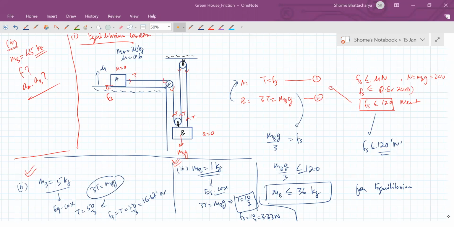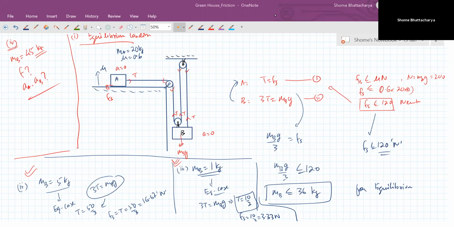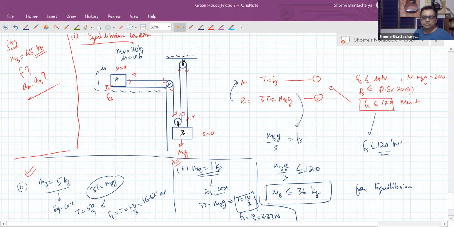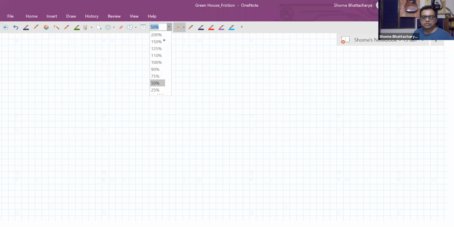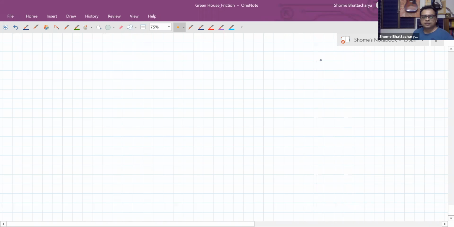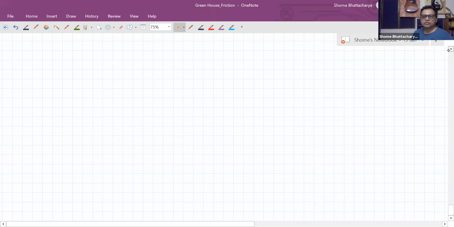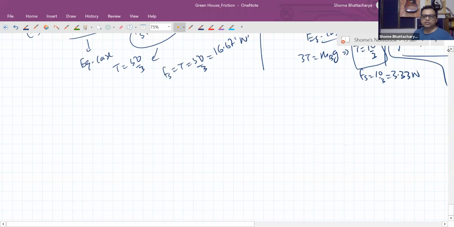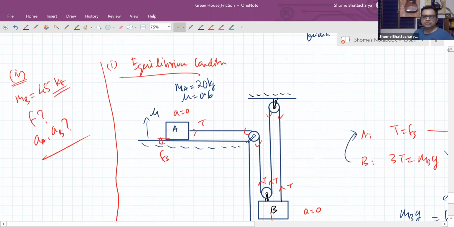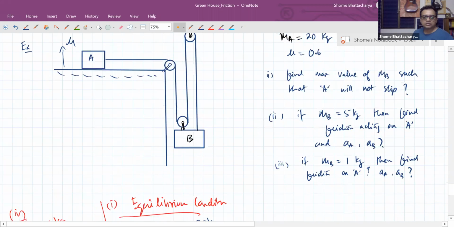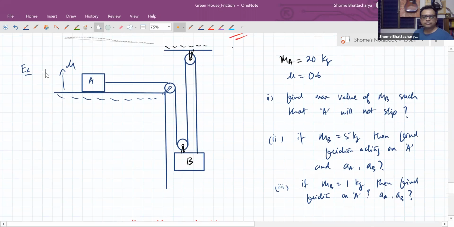No, 45 kgs. So now the system will involve slipping. So the friction will be which type of friction? It will be kinetic friction. So it will be 120 newtons of friction. So the moment you are making B's mass more than 36 kg, the system has to involve slipping. So let's take that into account.